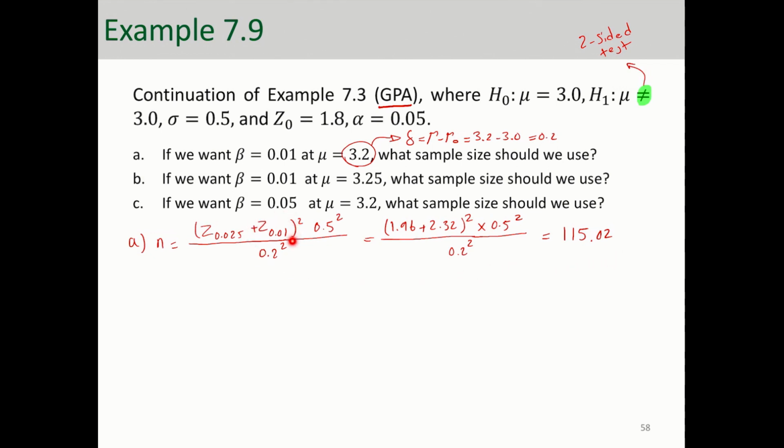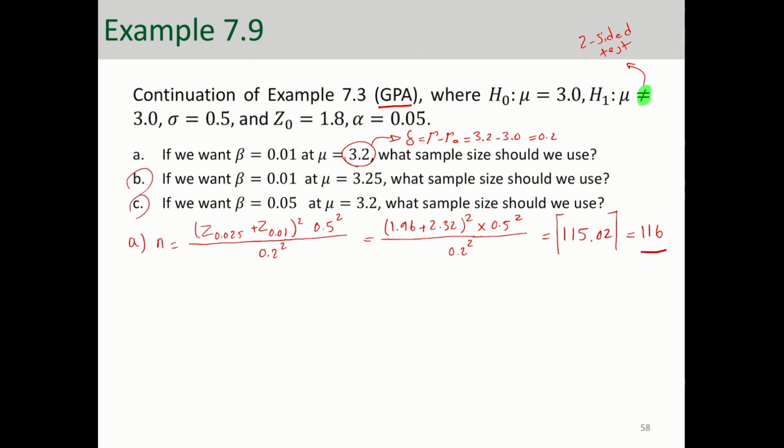If you really want to satisfy your desired beta, you would have to at least have this sample size or more. If you increase the sample size, it's actually good. That will decrease your beta level. So what you need to do is to round this value up, and you suggest 116 as the required sample size.